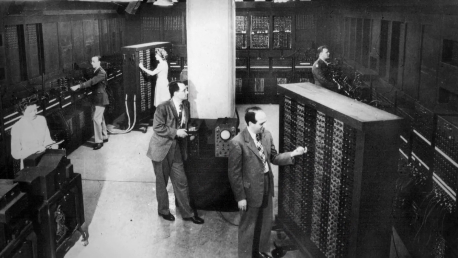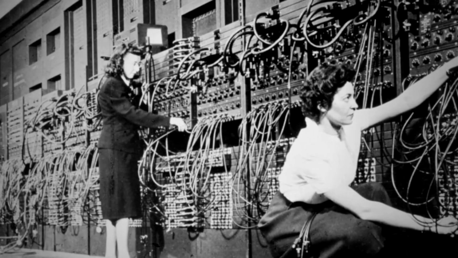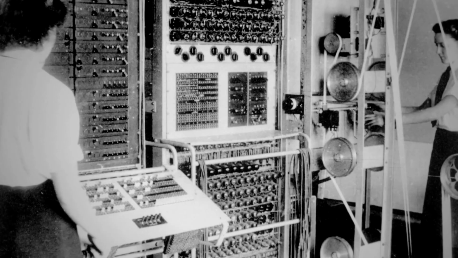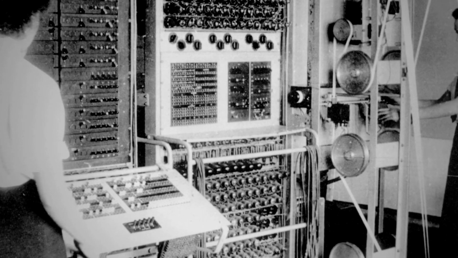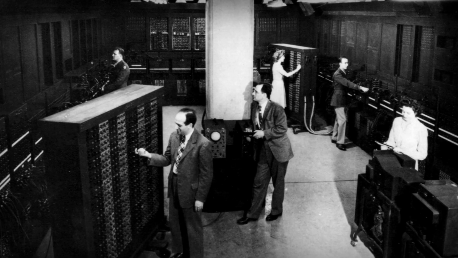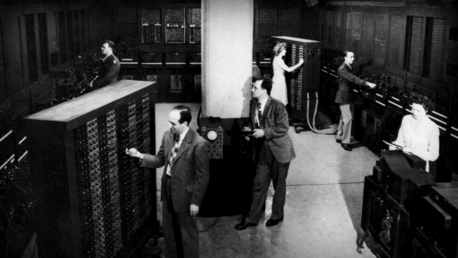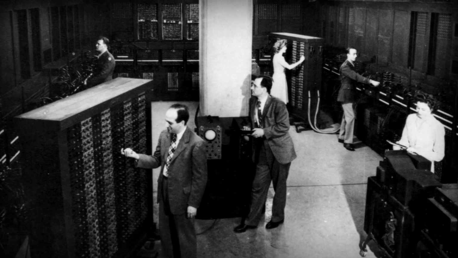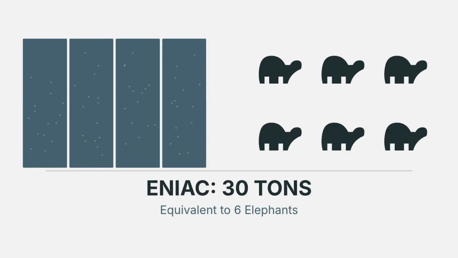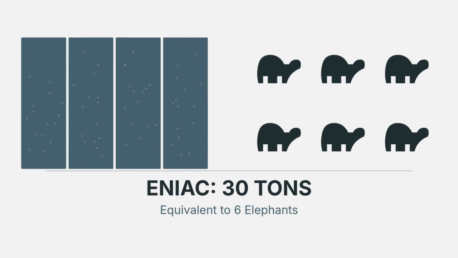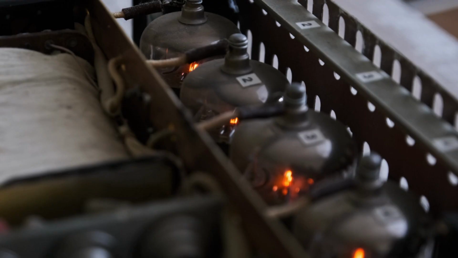Now, fast forward to the 1940s, during World War II. That's when the first real electronic computers were made. One famous one was ENIAC, built in 1945 in the United States. It stood for Electronic Numerical Integrator and Computer. It was enormous. It filled a whole room. It weighed 30 tons, like 6 elephants.